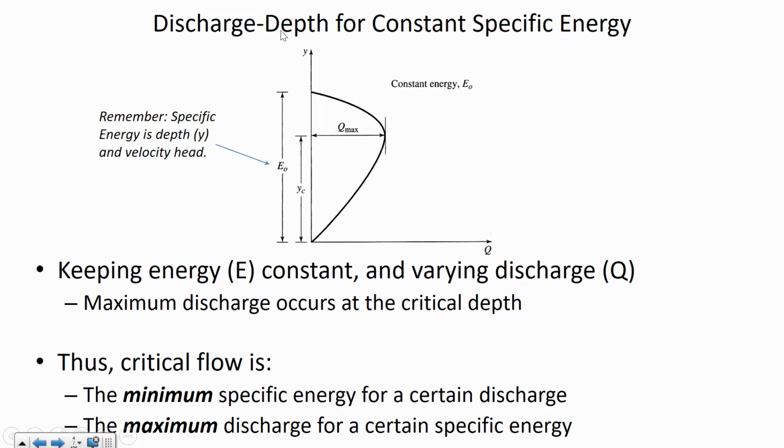So discharge depth is just saying that if you've got a certain amount of energy, you can have a whole variety of depths. You could have a shallow depth and a high velocity. You could have a deep depth and a low velocity. And all of those different combinations can give you the same amount of specific energy, but they won't necessarily result in the same flow rate.